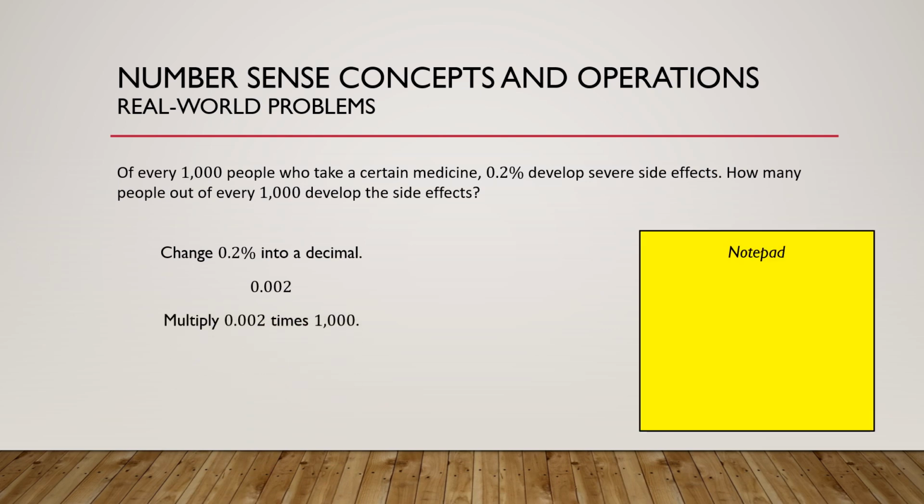This can be completed using longhand multiplication, or we remember that when multiplying by a power of 10, we simply move the decimal over, in this case, 3 spaces. 0.002 times 1,000 gives us our final answer. 2 people can be expected to develop side effects.